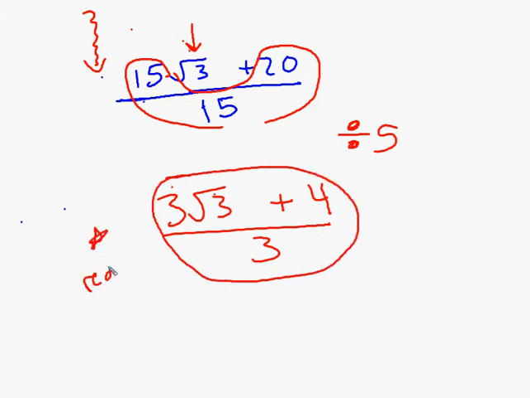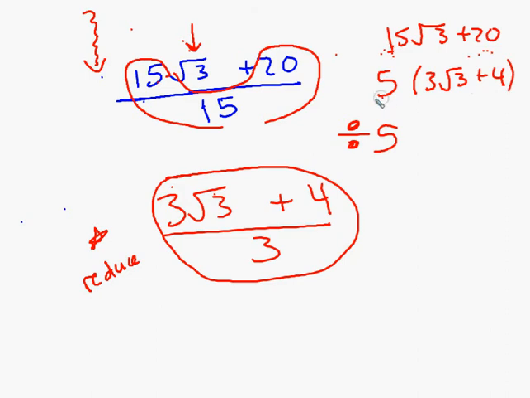I have to reduce. The reason that worked is, if you look at the top, if I have 15 root 3 plus 20, do you see something you could factor out of 15 and 20? A 5. I could factor out a 5. And then at the bottom, I could cancel that 5 with this 15. You get a 3. That's what I actually did, but the shortcut is to just divide them all by the same thing.